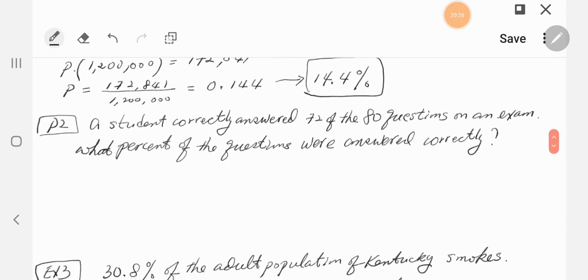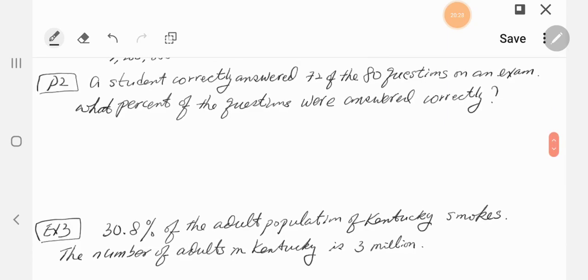Okay, let's try problem 2. A student correctly answered 72 out of 80 questions. So the total number of questions is 80 and 72 is correct. So what percent of the questions were answered correctly? So write an equation. What percent? I don't know. So let's make it a P.